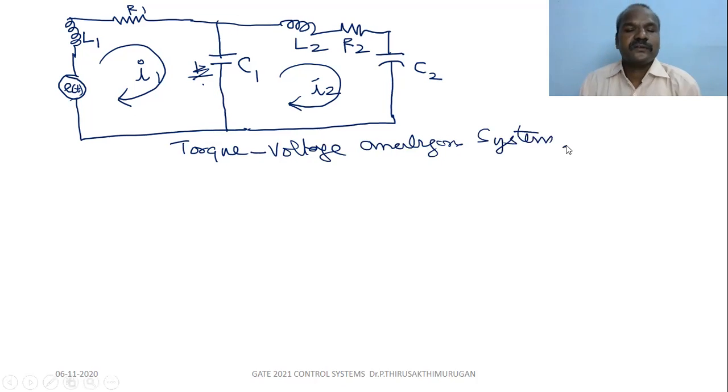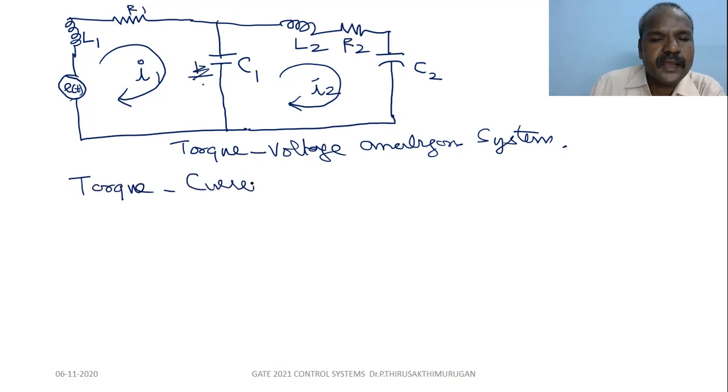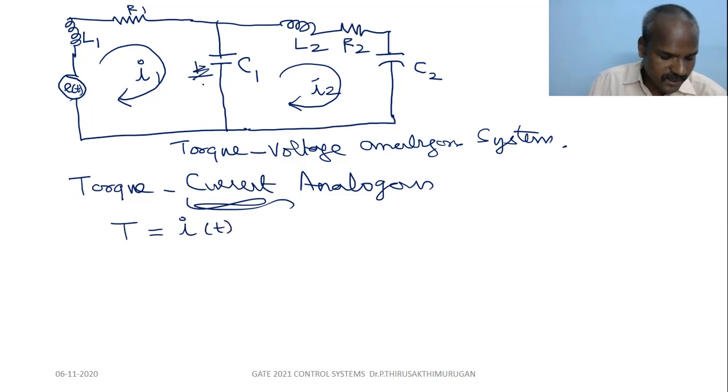Clear? So this is a torque voltage analogous system. Next is the torque current analogous system. What is the torque current analogous system equivalent? Torque is equal to current, I of t. Torque equal to current.